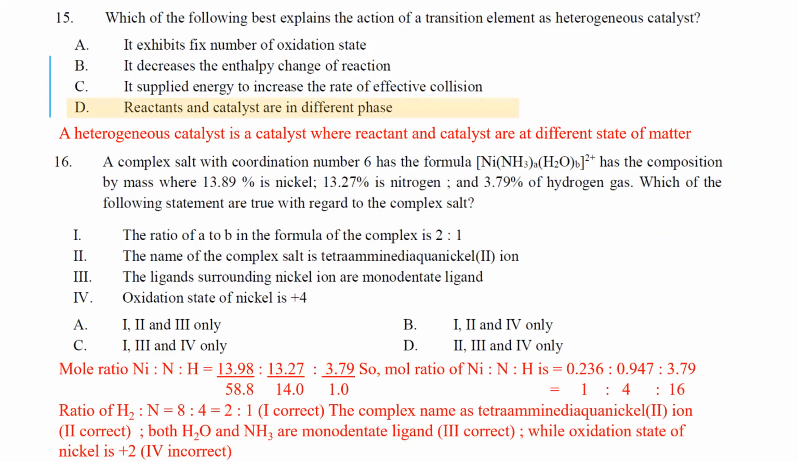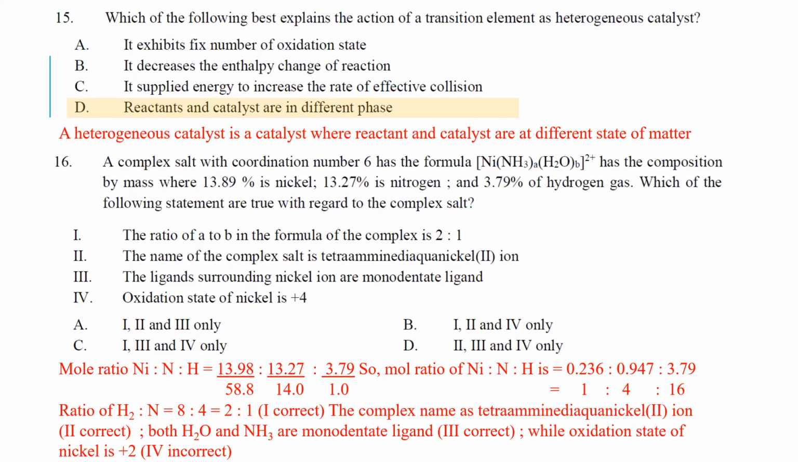Then we go to number 16. A complex salt with coordination number 6 has the formula Ni(NH3)x(H2O)y, with composition by mass of 13.89 nickel, 13.27 nitrogen, and 3.79 hydrogen. Which of the following statements are true regarding the complex salt? So the ratio between nickel, nitrogen and hydrogen will be 13.98, 13.27, and 3.79 respectively, which should be divided by their atomic masses.